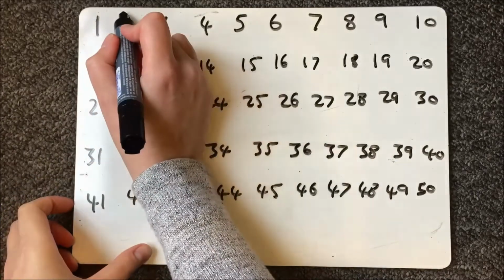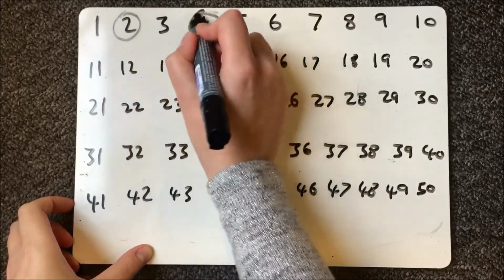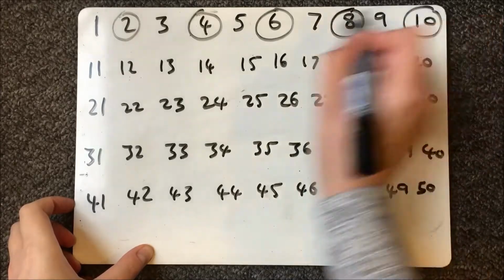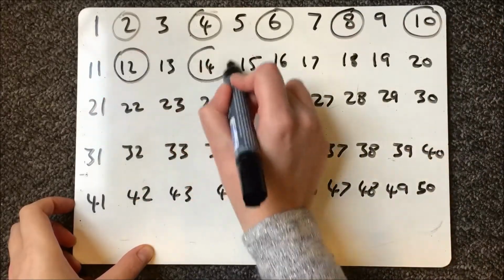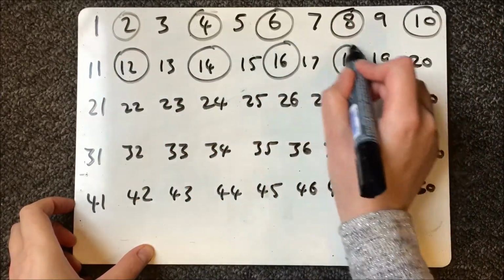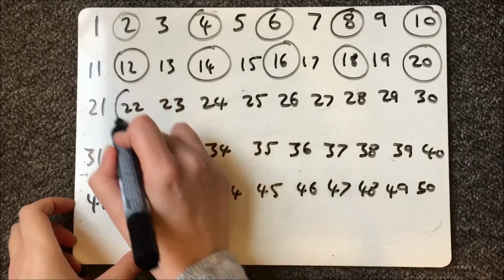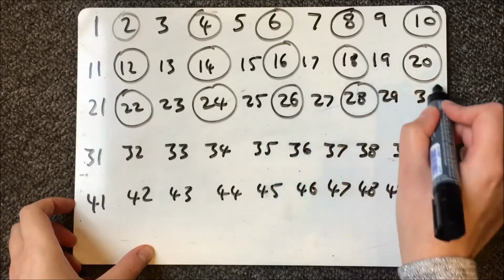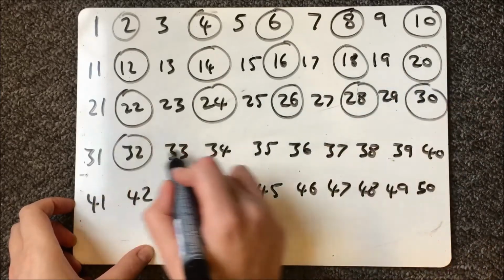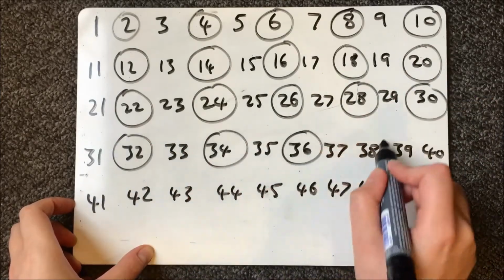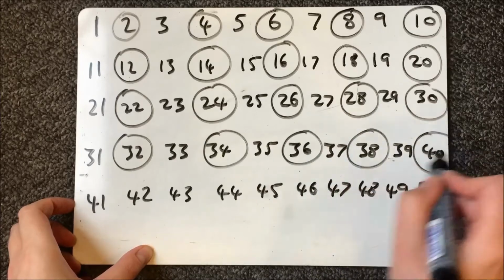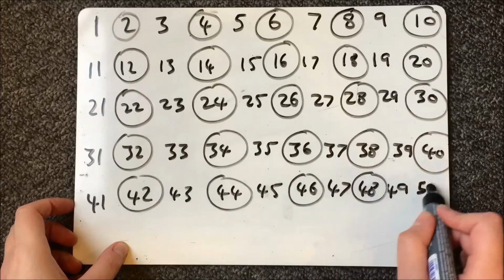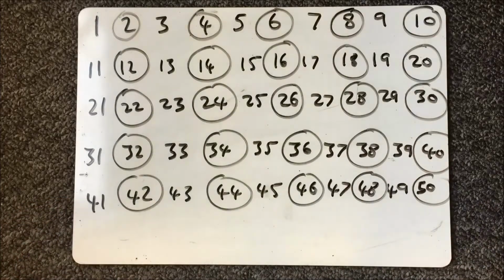The first one will be 2, then 4, then 6, keep saying them with me, 8, 10, 12, 14, 16, 18, 20, you've got it, 22, keep going, 24, 26, 28, 30 then, 32, 34, 36, 38, 40, 42, 44, 46, 48, 50, we made it.